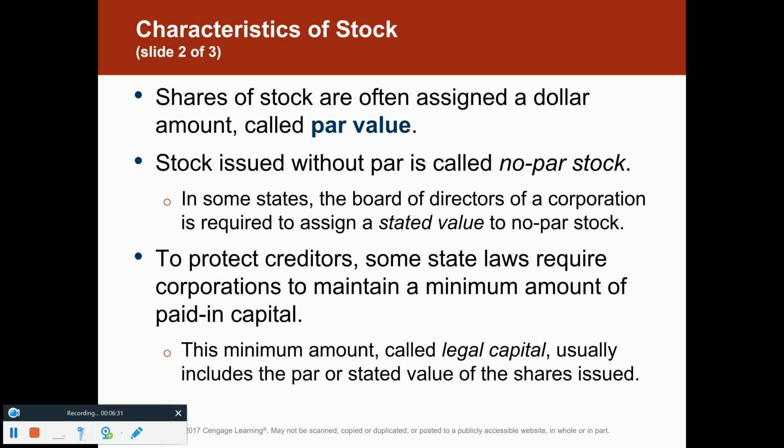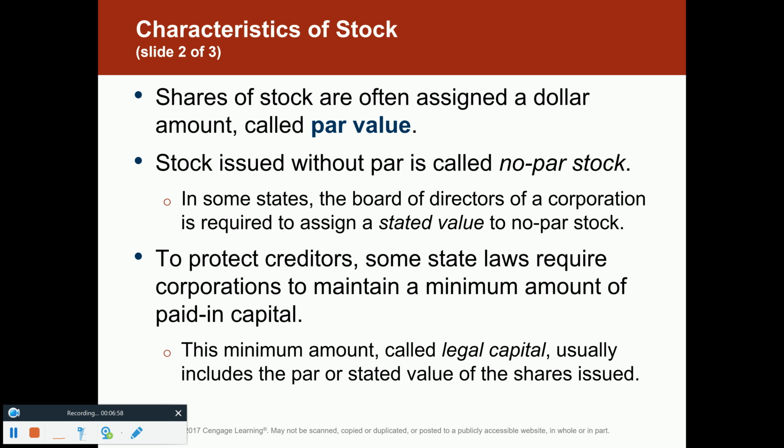So 100 shares I sold times $3 each, I will debit cash, the company will, for $300. But we can only credit common stock for the number of shares issued times par value. In my example, that's 100 shares times $1 par value. So I've got a debit to cash of 300, but I can only credit common stock for 100.